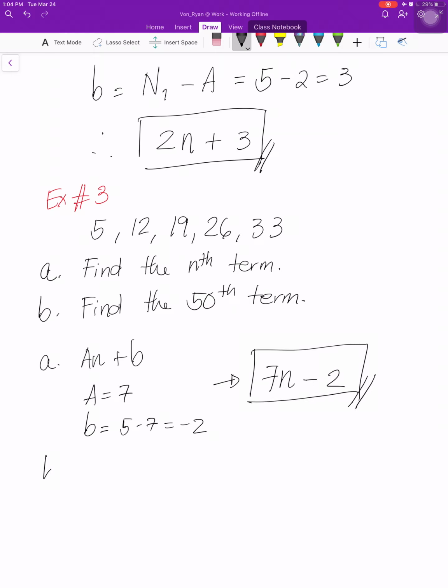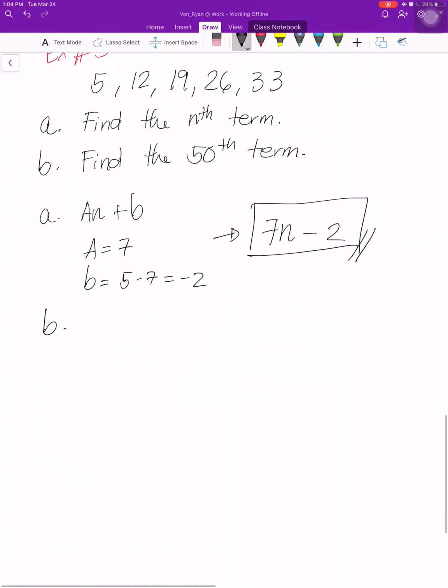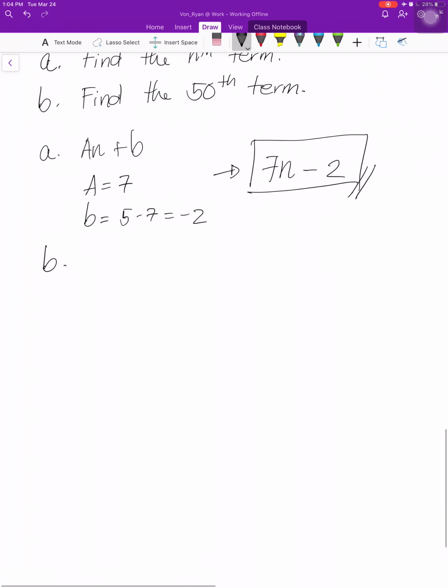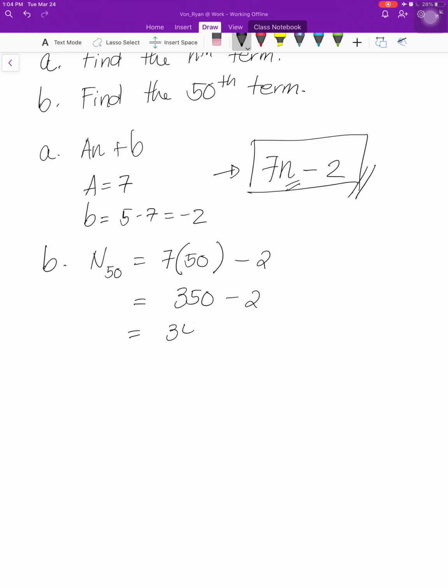And then we use that to find the 50th term. The 50th term, n sub 50, is equal to 7 times, instead of n, we use 50. 7 times 50 minus 2, that would be 350 minus 2. And so the 50th term is 348. And that's how you answer a problem like that.